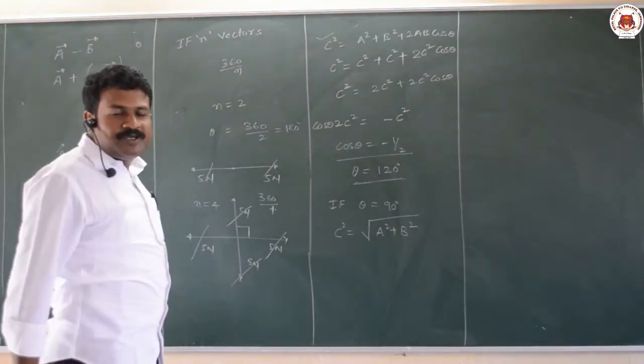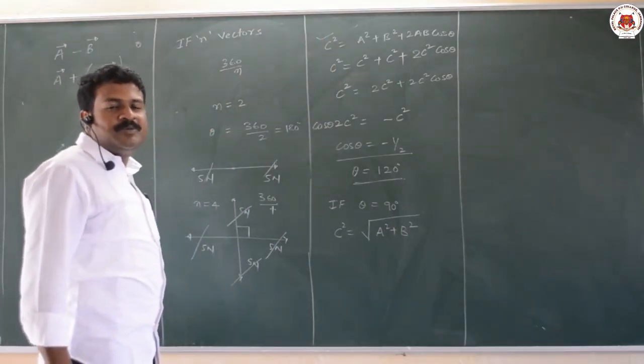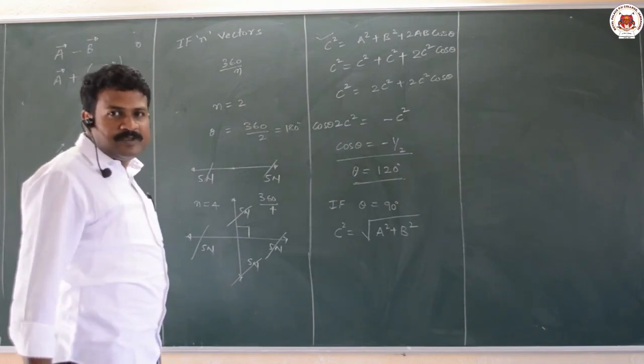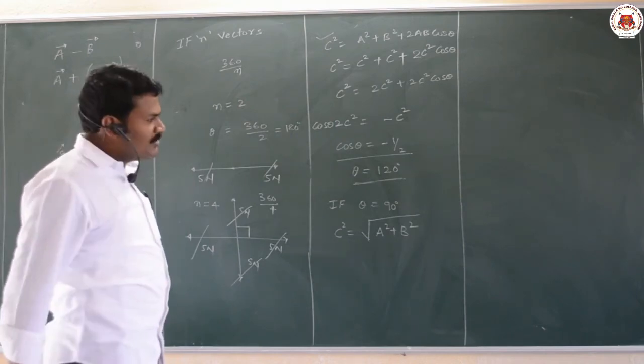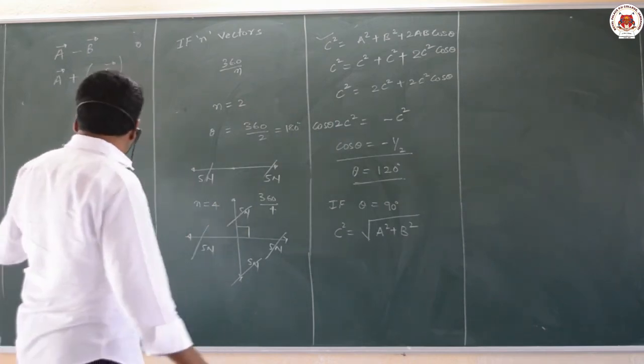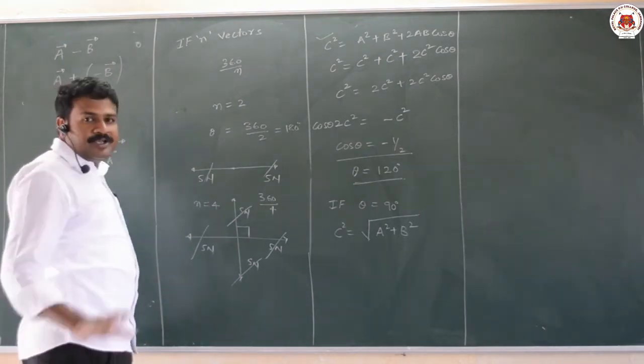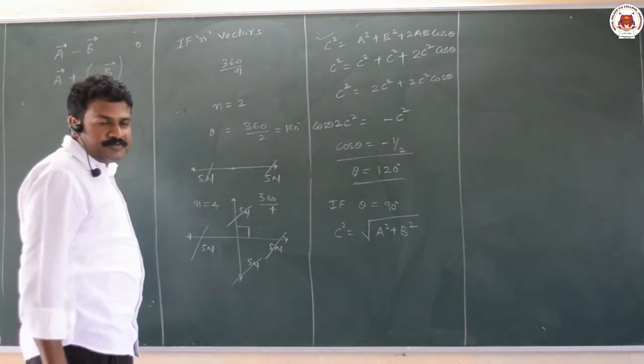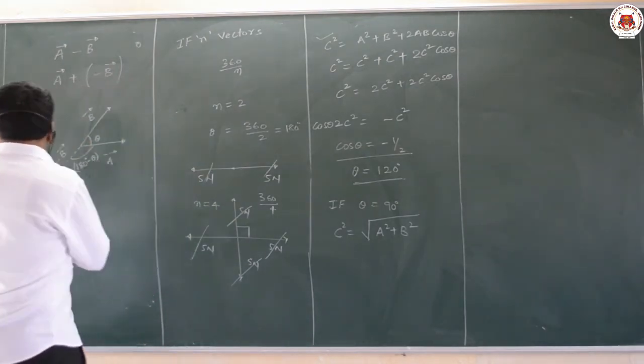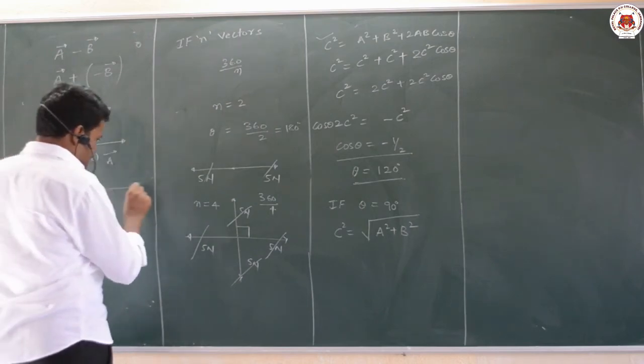If you want direction, tan alpha is equal to B sin theta by A plus B cos theta. That formula we did yesterday. There also you can substitute 180 minus theta, and directly you will get the answer for subtraction. So this is about subtraction of vectors.